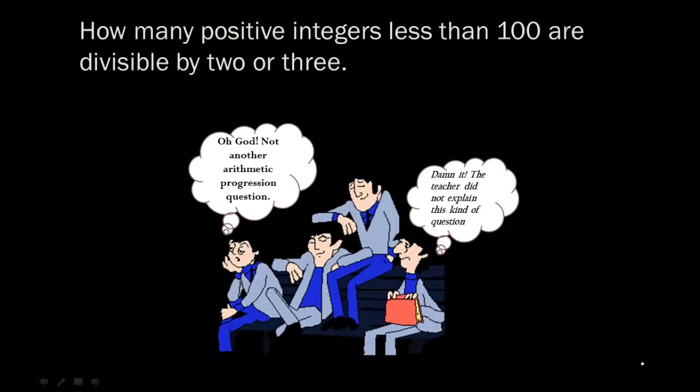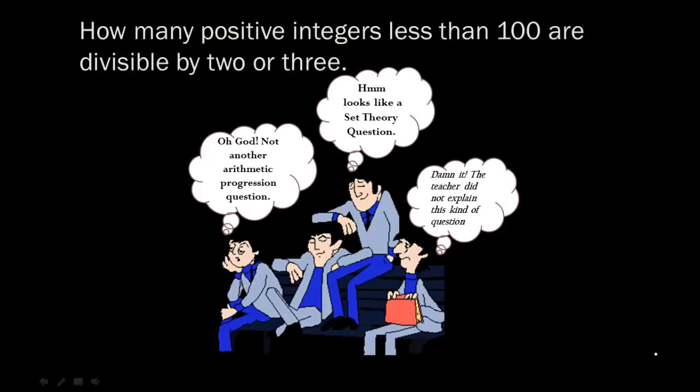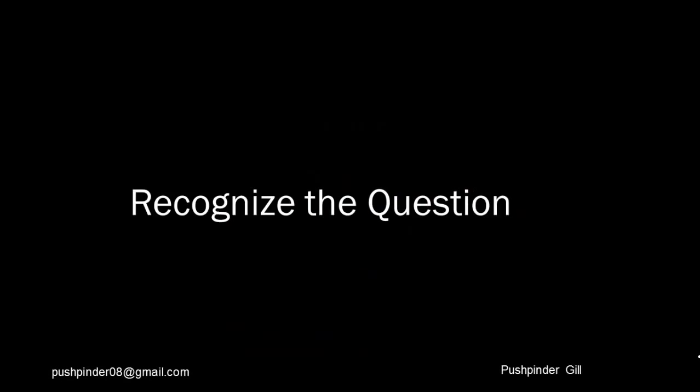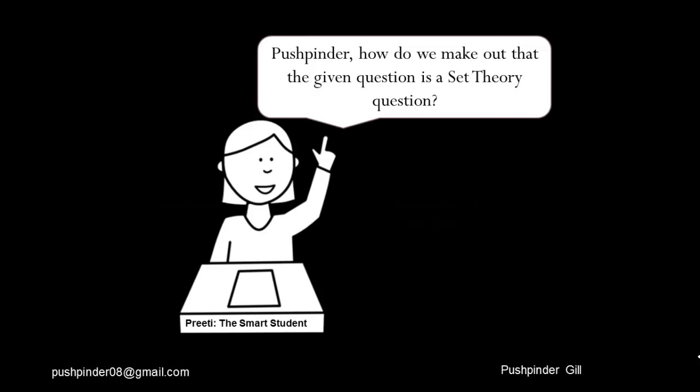Some would be thinking arithmetic progression, but if you do this question using arithmetic progression, it is going to take a little more time than if you use set theory. So first, you need to recognize the question. Once you recognize that it's from set theory, then half of your job is already done. Then you just need to follow a structural approach which will help you to solve the question. So now let's move forward.